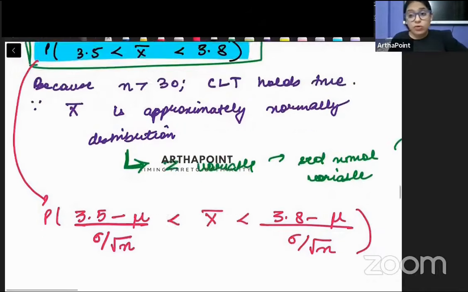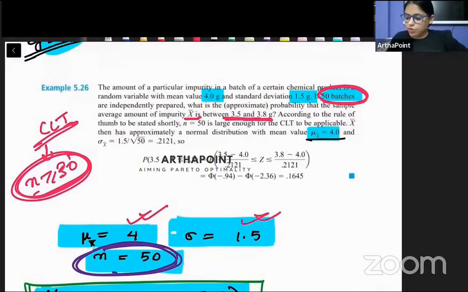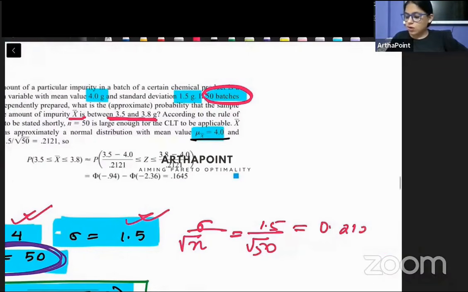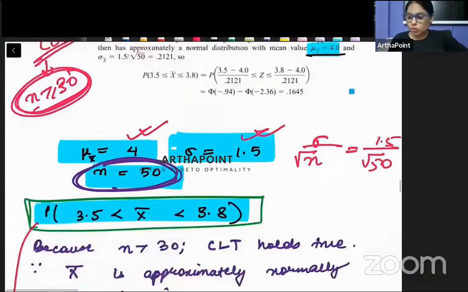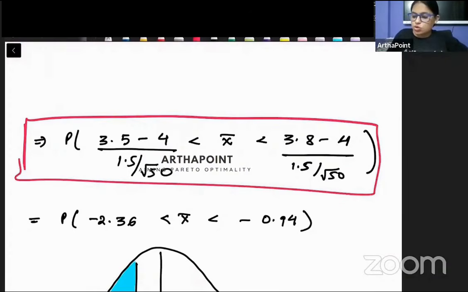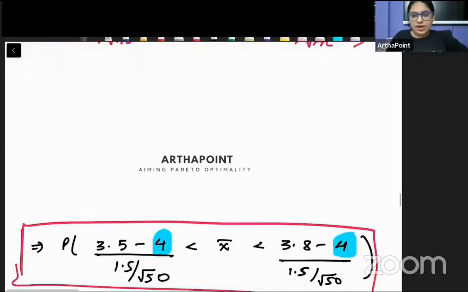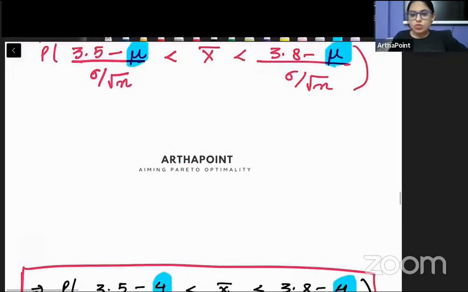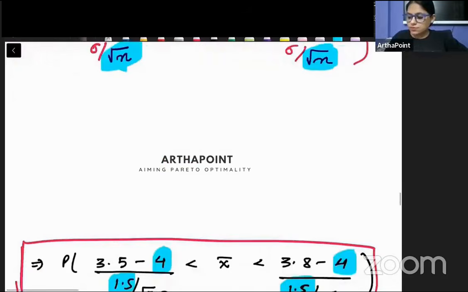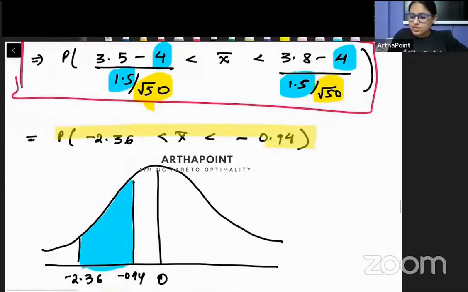Am I clear? You are already given that mu is 4. You are given that sigma is 1.5. So sigma by root n will be 1.5 divided by root 50. And this is going to be 0.2121. So now I just need to plug these values here. You're given that mu is 4, I've plugged 4 here. Sigma I have plugged here, 1.5. And root n, that means I've plugged the value here. Right? Now when you solve this, you will get this.